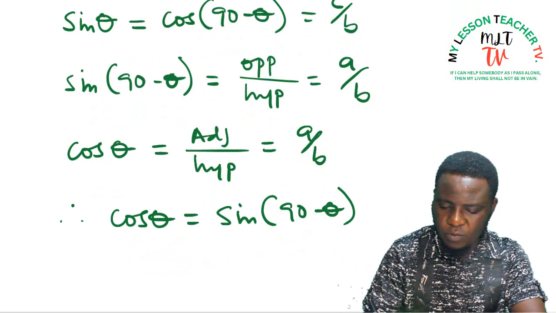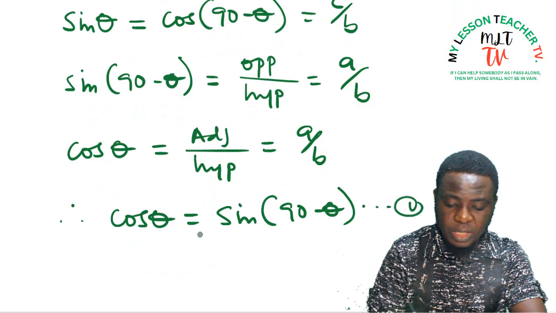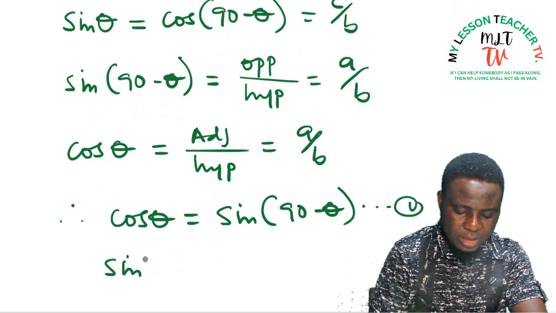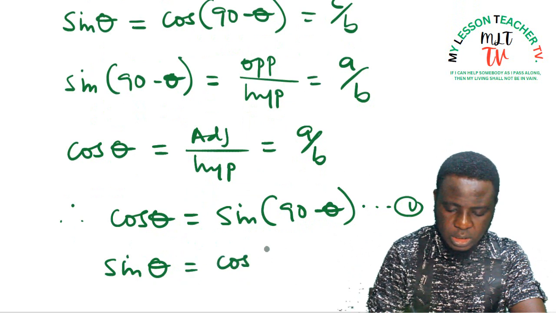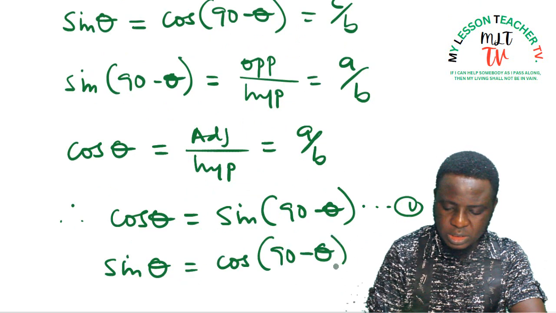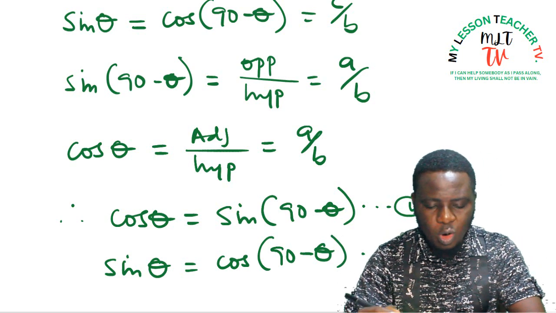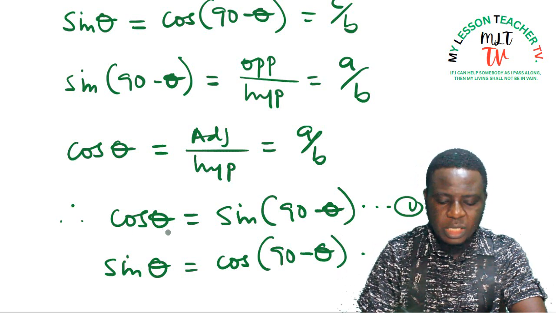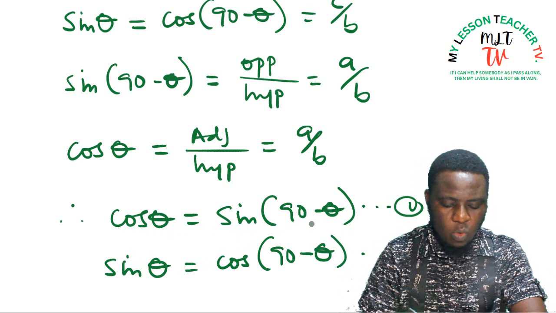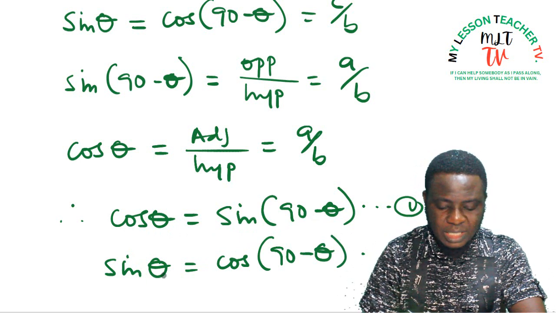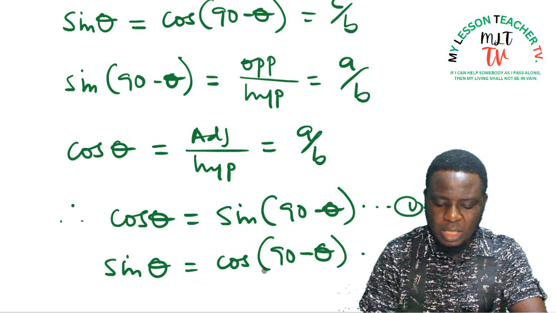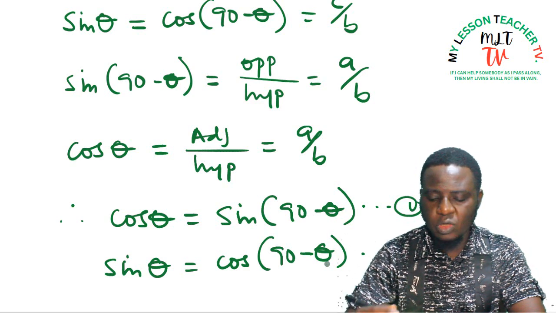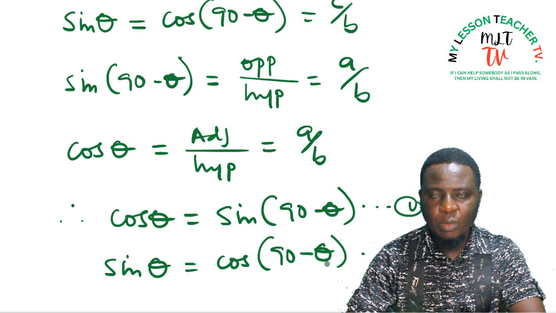So we have established two facts. One is that cos theta is equal to sine 90 minus theta, while sine theta is equal to cos 90 minus theta. So whenever you have two complementary angles in a right angle triangle, the cos of one angle is equal to the sine of the other angle, while the sine of theta can also be said to be equal to the cos of 90 minus theta. Now this can help us in solving some trigonometrical problems.